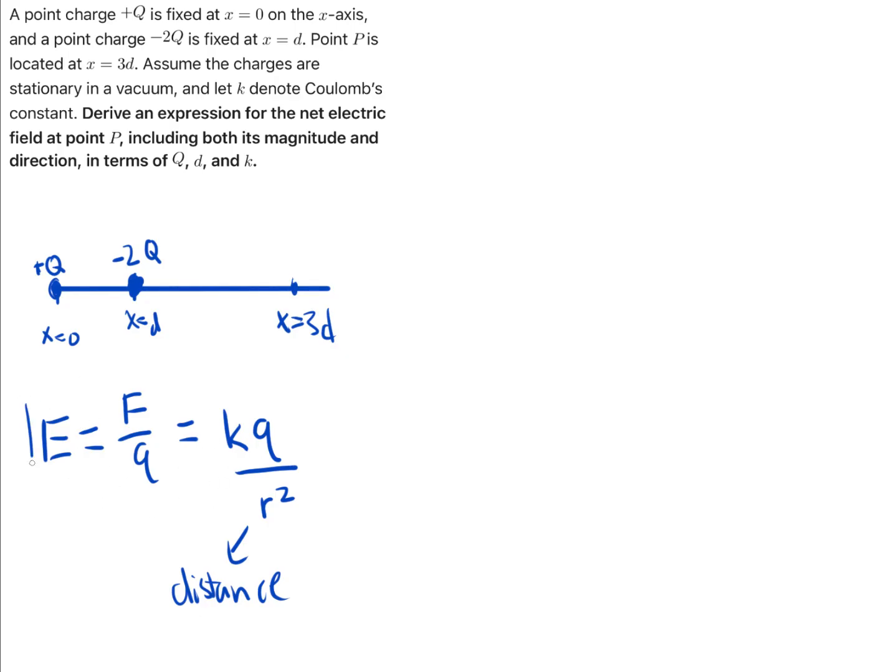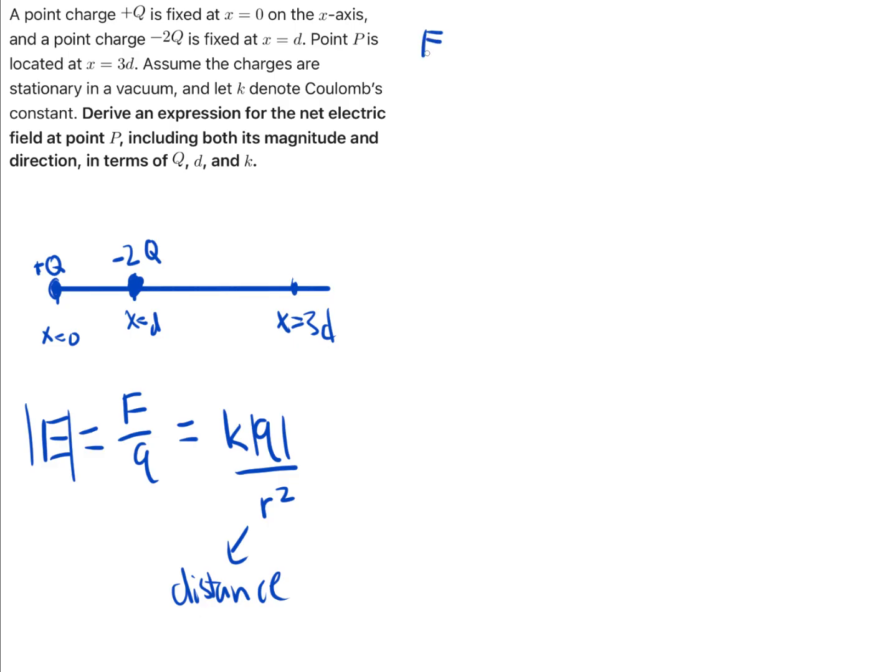Let me specify this more explicitly. The magnitude will be positive, since it's just a number. It doesn't have any directional data. So let's start by computing the electric fields due to each of these point charges, and let's compute the magnitudes.